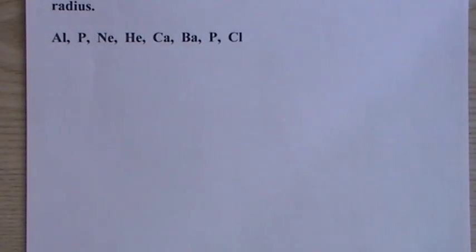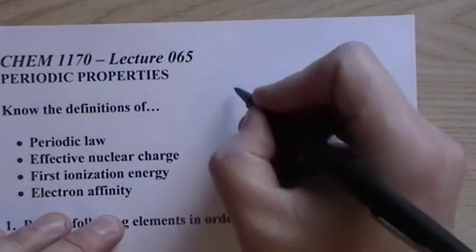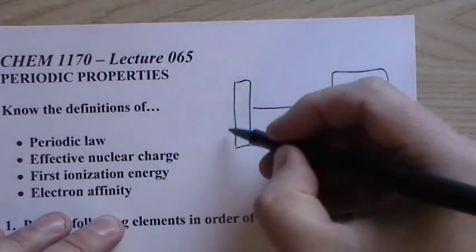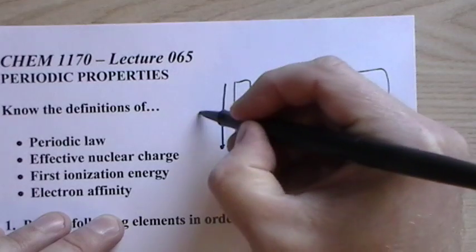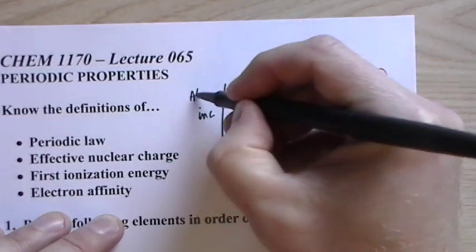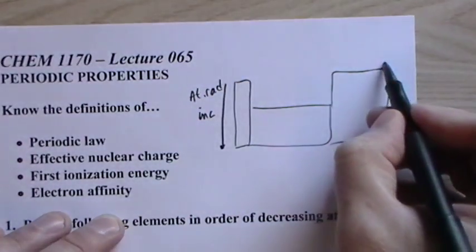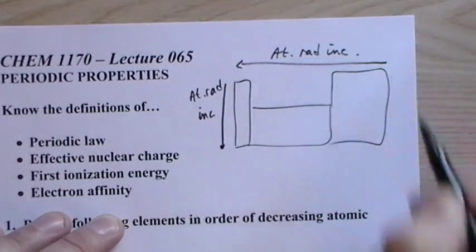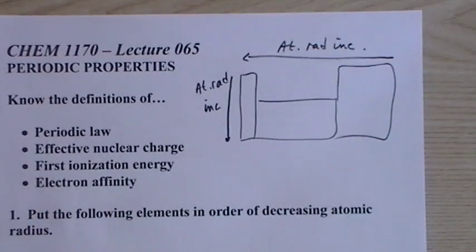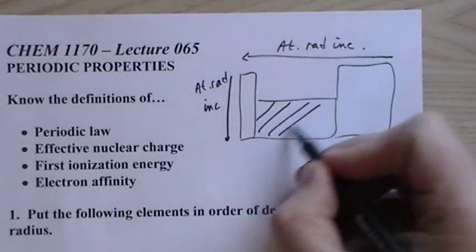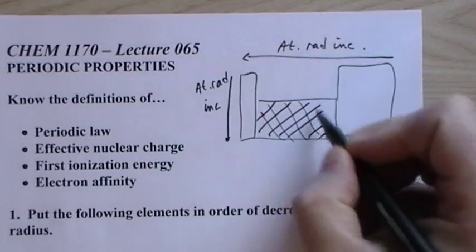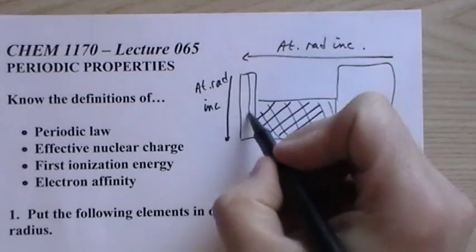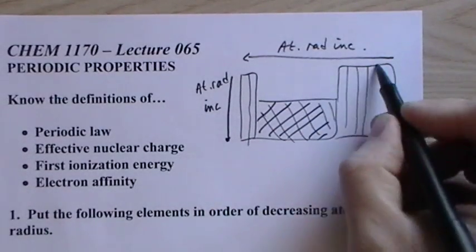So in that case, let me draw up here a real quick schematic of the periodic table. As we move down a group, the atomic radius increases, and as we move in this direction, the atomic radius increases. We don't normally deal with the d or the transition elements, because they have their own rules. So we're just talking about the A groups.